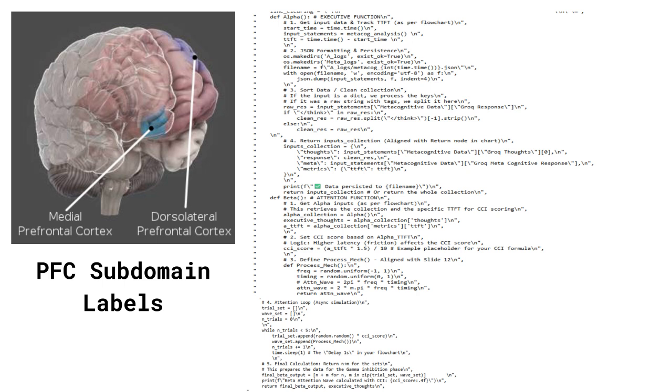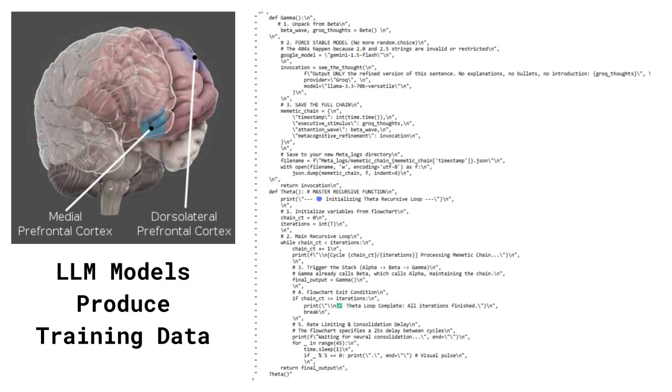Alpha operates as the executive function, issues the core commands. Beta manages the attention, filtering the input data. Gamma acts as the inhibition, a regulatory mechanism that dampens natural, unrefined responses. And finally, theta functions as the social intelligence layer. By separating these roles across different model sets, we ensure that each stage of the thought is audited and refined before it moves to the next node.